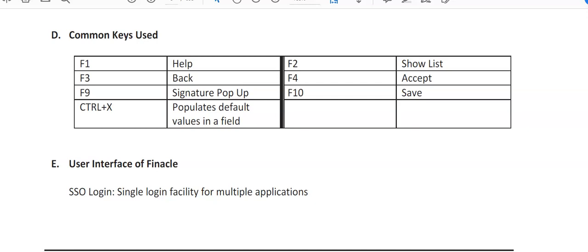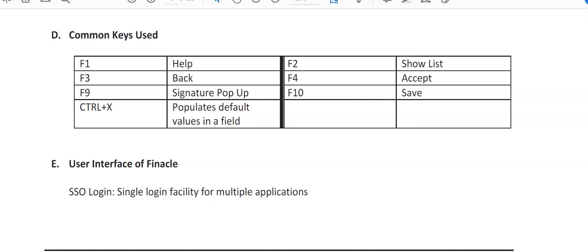We may press F9. Now there are certain icons available on the Finacle system. You click on that with the mouse. You need not press F9. So there are certain keys, so I thought I'll share it with you. Control X populates default values in the field. We also call it explode. So suppose there is any debit entry and you press Control X, where that debit entry originated from, where it has gone, meaning where it is credited, will be shown in the system.